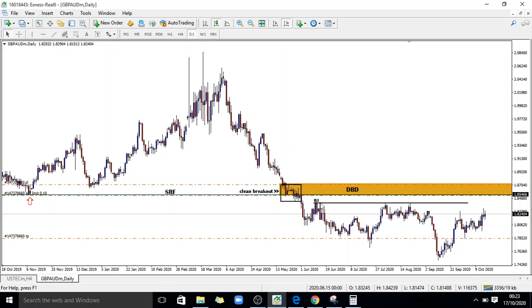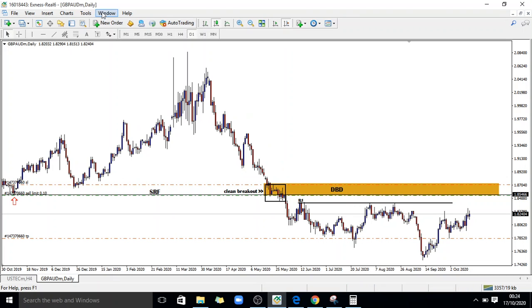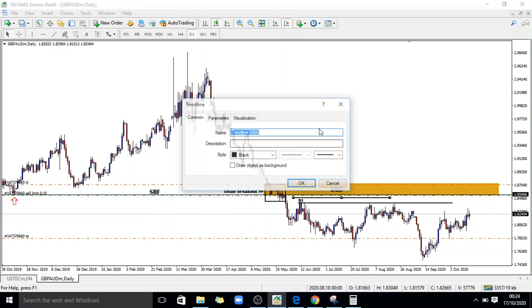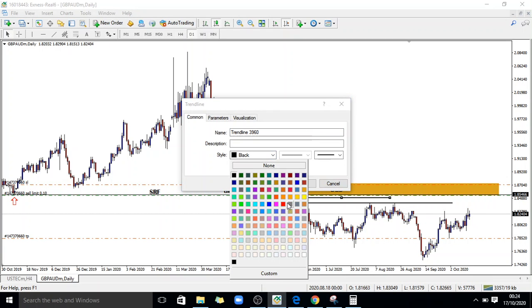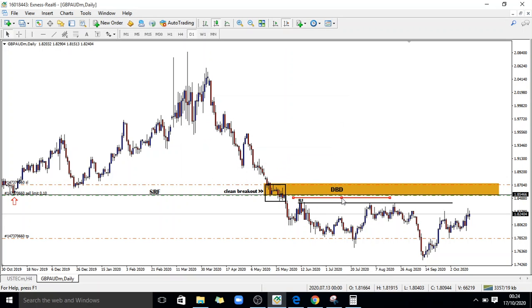So at this resistance point here, retail sell traders entered, and they put their stop losses right above the resistance. So let me just mark that line as red. So now the red line in between there represents the stop losses of the retail traders who entered at resistance 1.